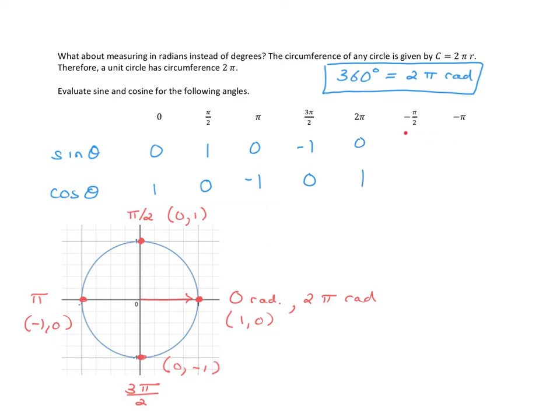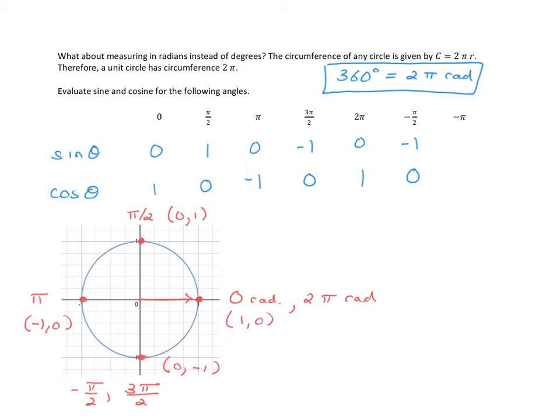I put these last two on here just to indicate that the convention of a negative angle means you're rotating clockwise as opposed to counterclockwise. So the location of negative pi over 2 is right here. It's actually at the same location as positive 3 pi over 2. And this means that cosine and sine are defined by the x and y values there. So sine of negative pi over 2 is -1, and cosine of negative pi over 2 is 0.